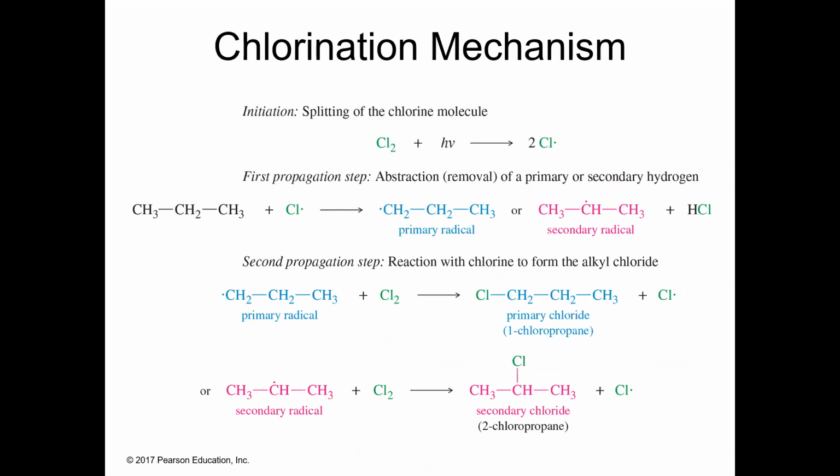Okay, so after we split a chlorine molecule into 2 chlorine atoms, the first propagation step could involve removal of a hydrogen off the end to form the primary free radical, or it could involve removing a hydrogen off the middle to form the secondary free radical. And then the second propagation step would be for one of these free radicals to react with a chlorine molecule to form this product molecule and generate another chlorine atom.